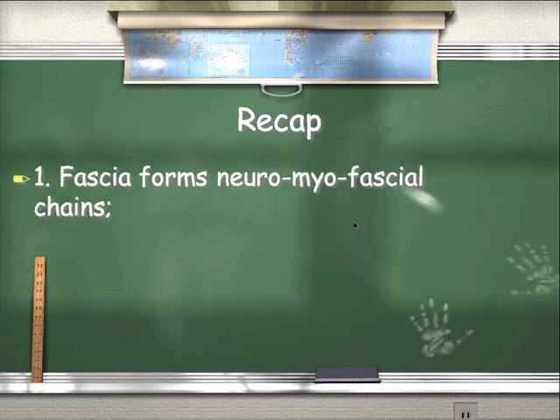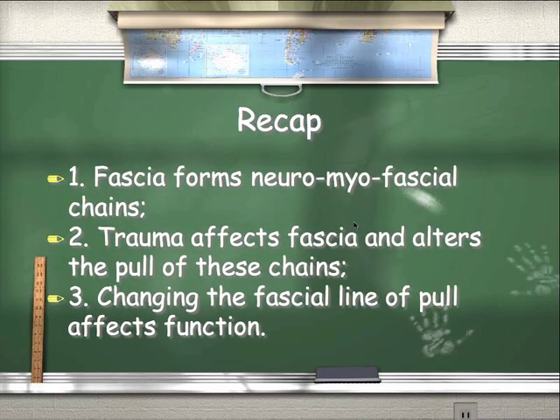So just as a recap here, fascia forms neuromyofascial chains, and when trauma affects these fascial chains, it alters the pull on the fascial structures and the structures that the fascia attaches to. And these lines of pull affect function, both our static postural function, as well as what happens when the client moves, overloading certain areas of the body, underloading and underutilizing other areas.